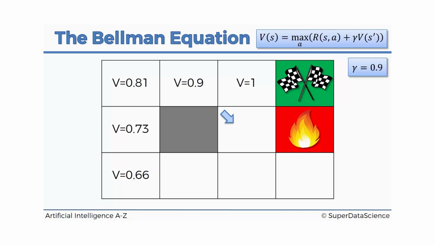So here we have 3 possible actions. In reality, we actually have 4. We can also go left. The agent could hypothetically press left and bump into the wall and stay here.